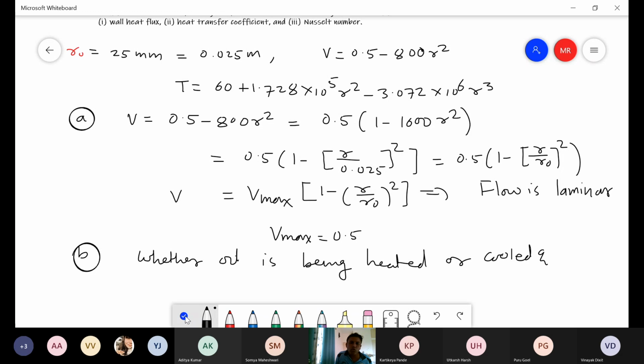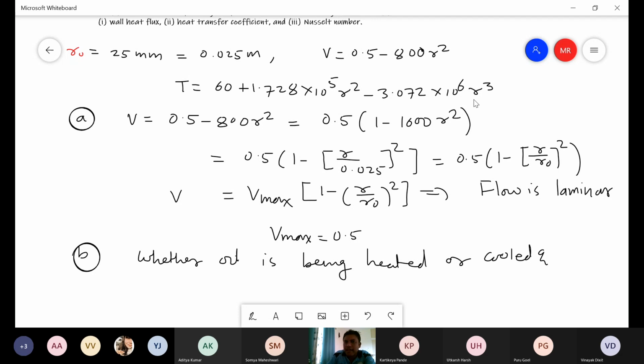So how can we go ahead in this case? We can find out easily because the temperature distribution is already given here. We can find out the temperature at r equals to 0. We can find out the temperature at r equals to r naught and check the value of temperatures, isn't it? If the temperature at r equals to r naught is greater than temperature at r equals to 0, then it's a clear indication that the wall which is there is at a higher temperature compared to the fluid which is flowing inside the pipe.